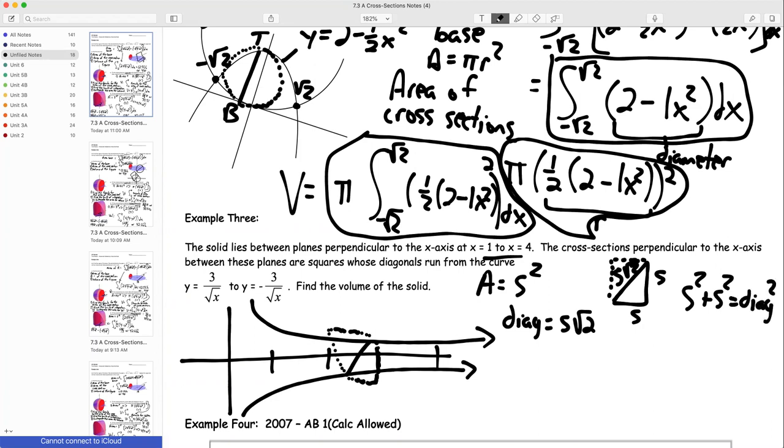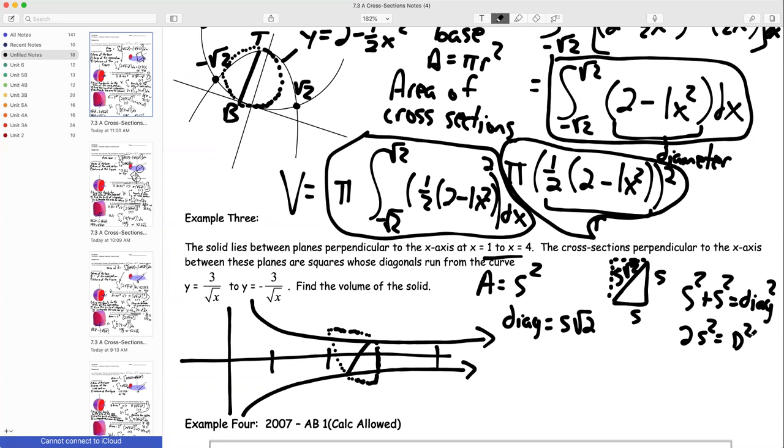It's s squared plus s squared equals the diagonal squared. So then I have 2s squared equals the diagonal squared. And then I take the square root of that. The square root of s squared is s. And I'm left with the square root of 2. It's the Pythagorean theorem. Okay?